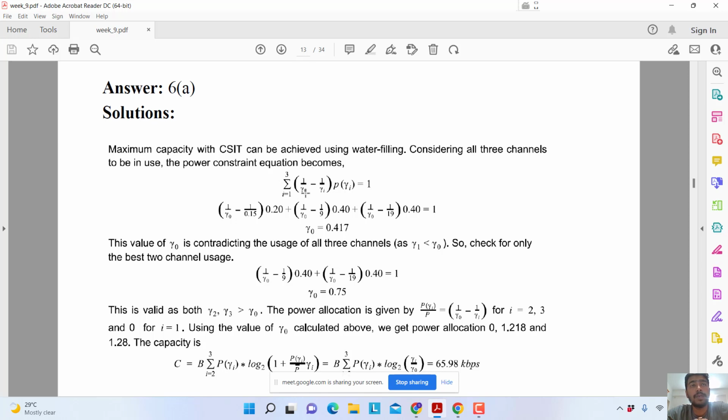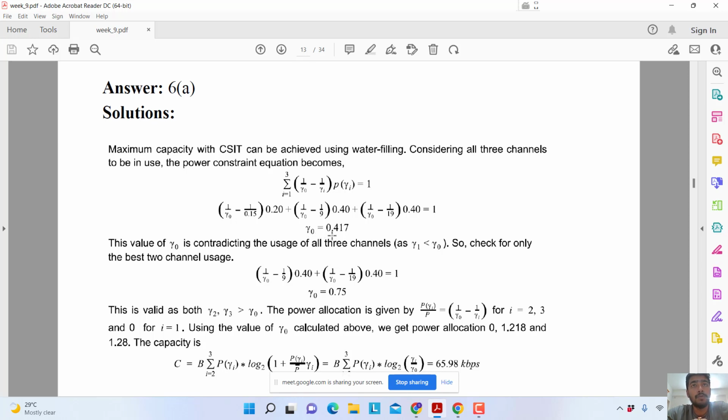First we have to calculate gamma naught, using the given values, and the summation of all these terms will be equal to 1. Gamma 1 is given as 0.115 and the probability is 0.20. Similarly, gamma 2 is 9 and its probability is 0.40. Similarly for gamma 3. By putting in all these values we will get gamma naught, and it will come to 0.417.